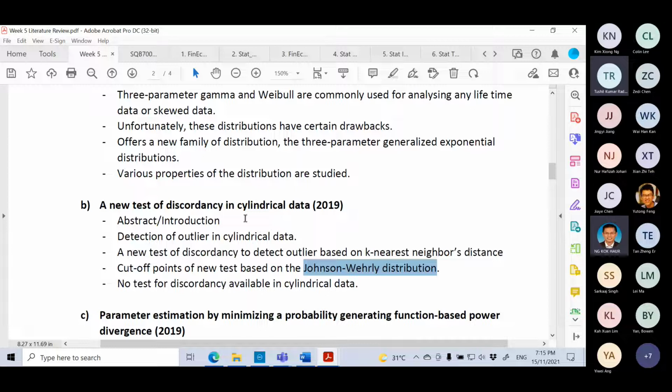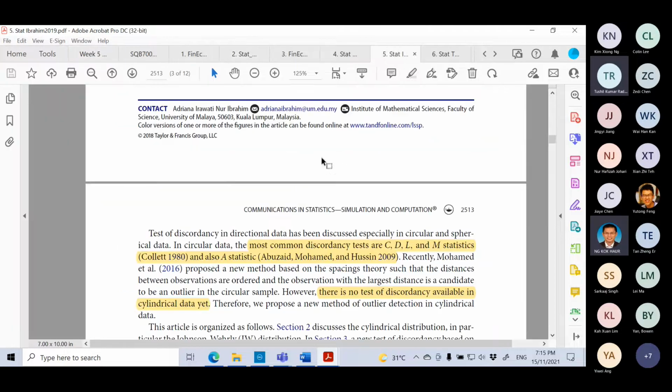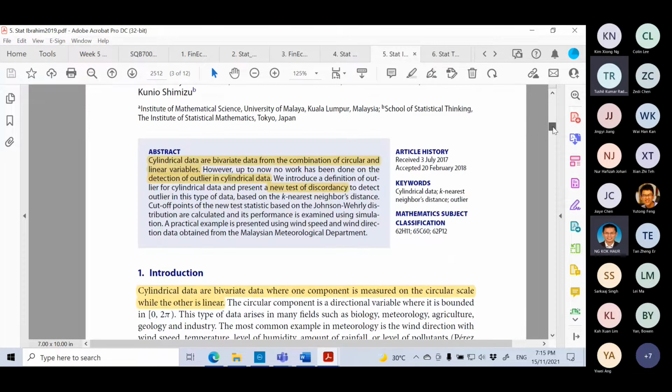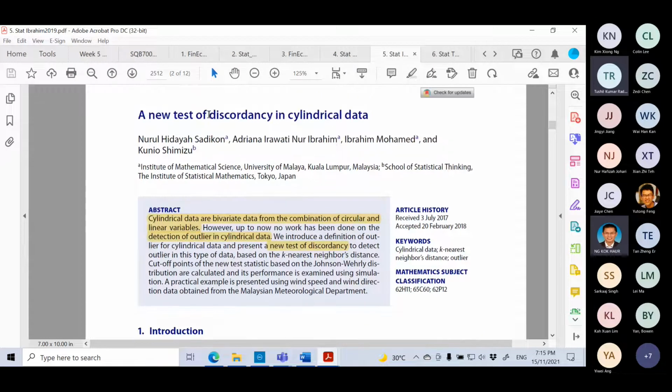But in the paper itself, even though they propose a test, sometimes they test the significance or other parts using an existing technique. But the selling point of this paper is the new test for cylindrical data. Okay.